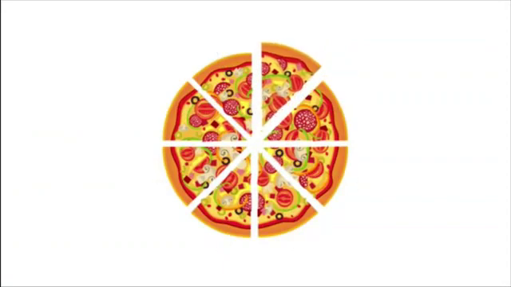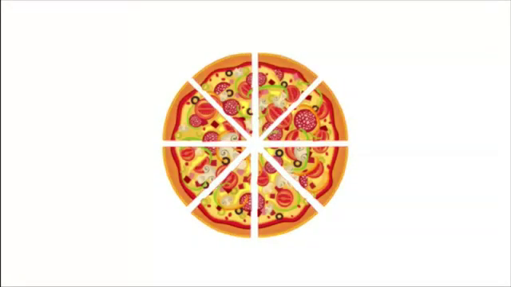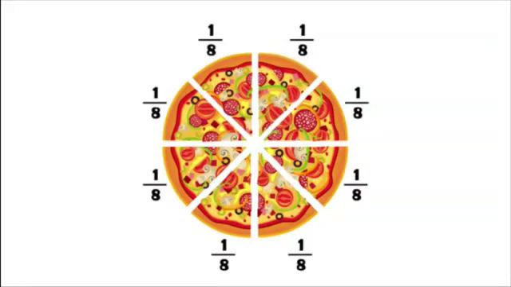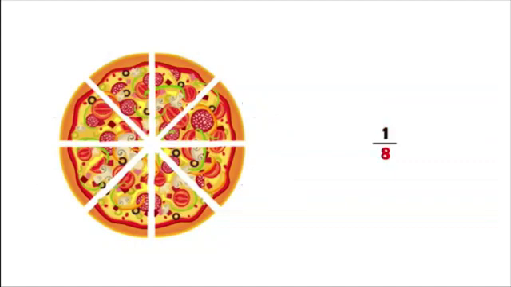1 pizza slice is 1 part of the whole, or 1 slice out of 8 in total. So each slice can be represented by the fraction 1/8. Any fraction that has a numerator of 1 and a positive denominator is called a unit fraction. In our case, a unit fraction is 1/8.